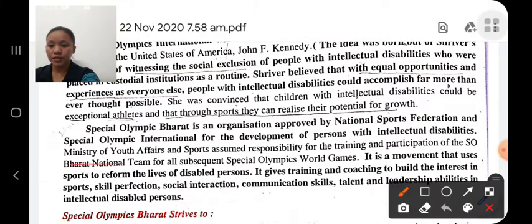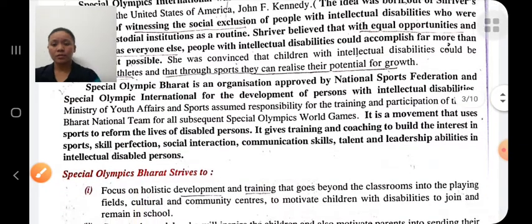The Ministry of Youth Affairs and Sports gives training to intellectually disabled persons so that they can participate in games and sports. This motivates the Special Olympics Bharat national team. It is a movement that uses sports to reform the life of disabled persons.